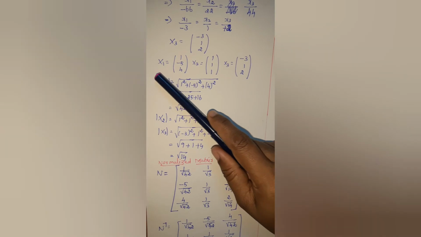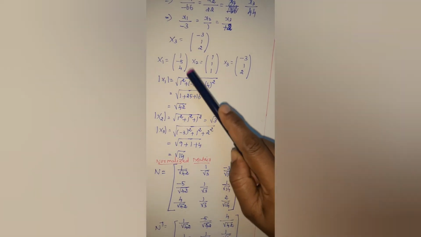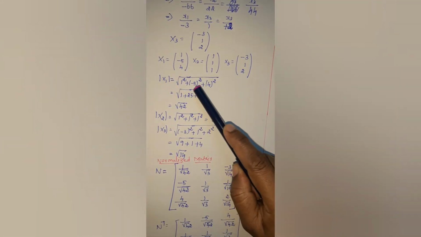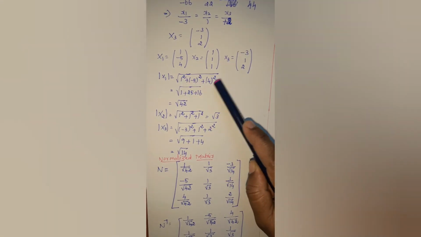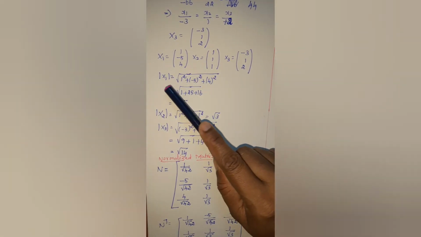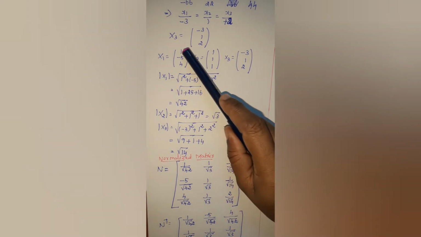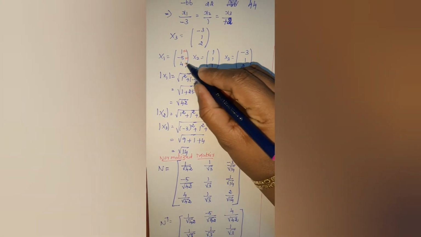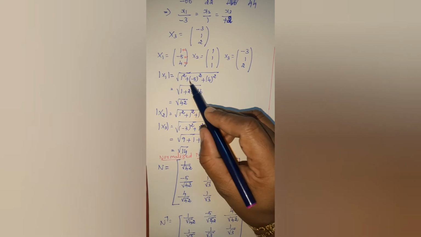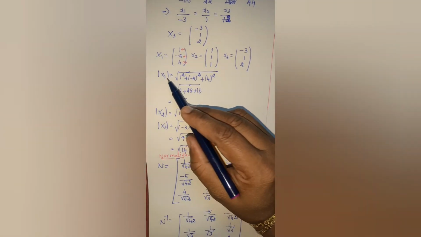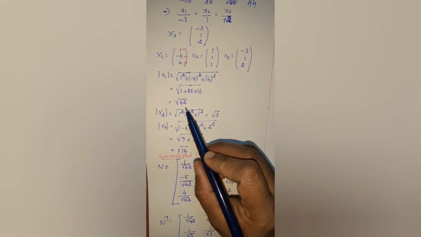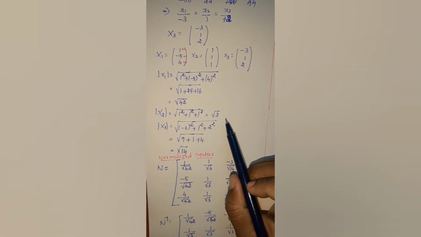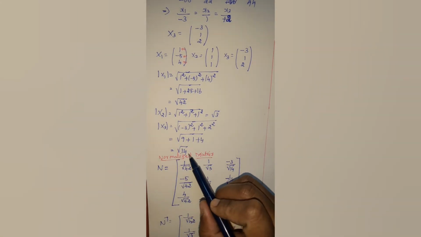As usual, the modulus of x1, for a column matrix, is the root of: you square the first term, square the second term, square the third term, and then add all three terms. The modulus value is the root of small x1 square plus small x2 square plus small x3 square. That is your modulus x1. Right? So your value is root 42. The same way, modulus x2: here all the entries are 1, 1, 1, so simply you have root 3. Modulus x3, your answer is root 14.